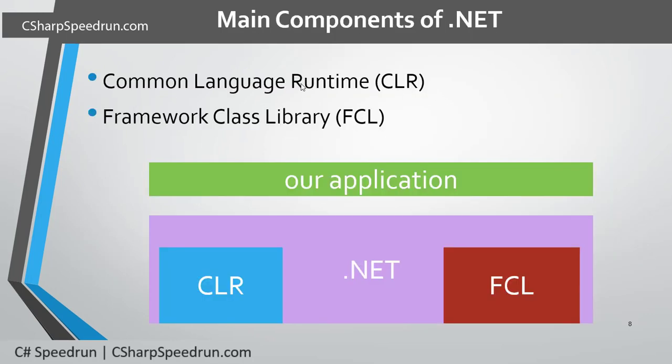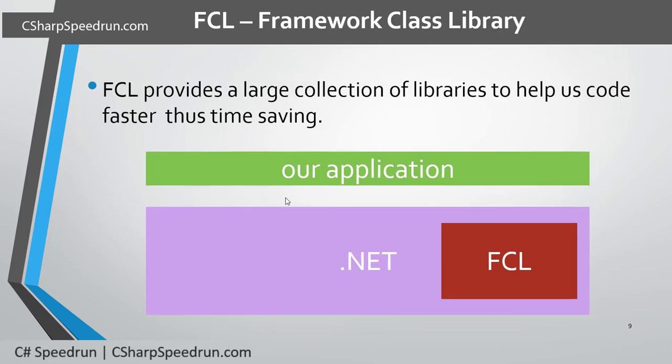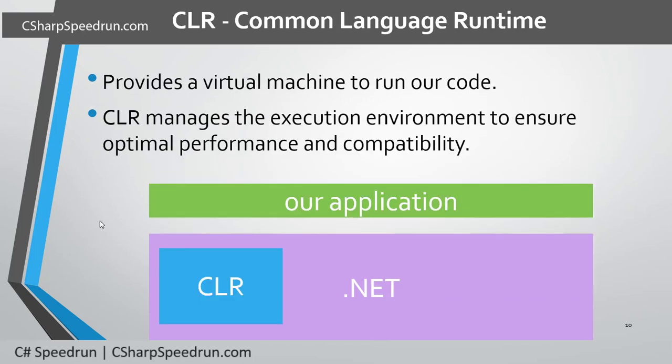The .NET framework consists of two main components. The first one is the Common Language Runtime or CLR, and the second is the Framework Class Library or FCL. The FCL provides us with code snippets so that we can build our application faster. We should try not to reinvent the wheel. Before starting any new project, we should do some research to see which service can help us speed up our development. Let's take a look at the CLR.